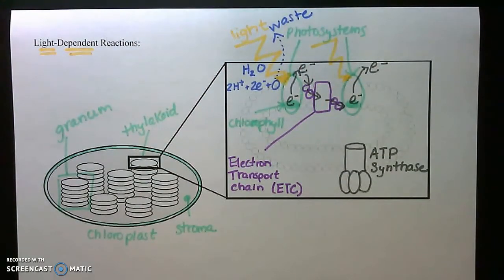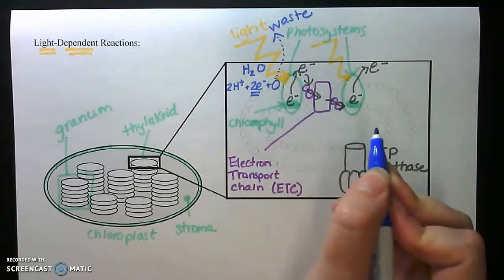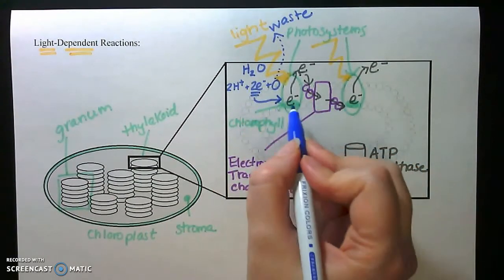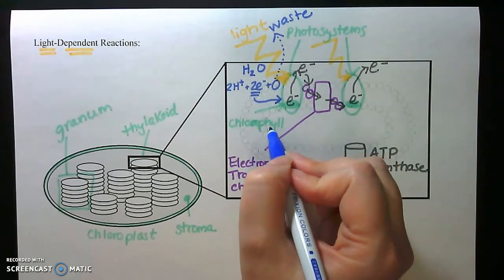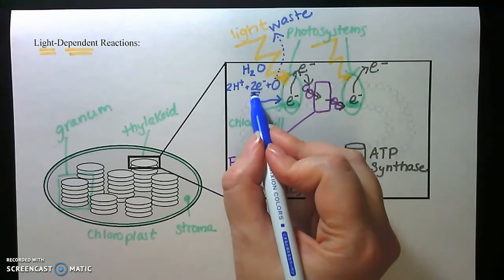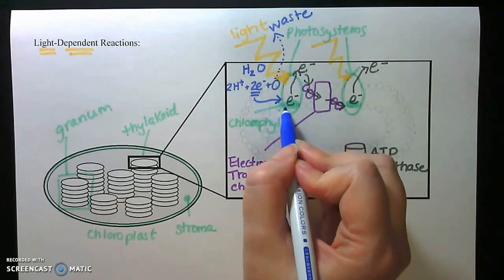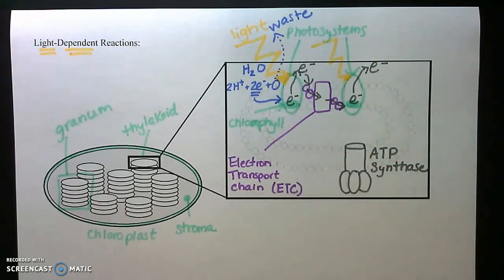Remember, oxygen is produced as waste in photosynthesis, so that is not going to be used in our reaction. But these electrons from the splitting of water are going to be used as replacement electrons for these electrons that get excited from chlorophyll in this photosystem. So we have an incoming steady stream of electrons to replace these electrons as they get excited in the photosystem.